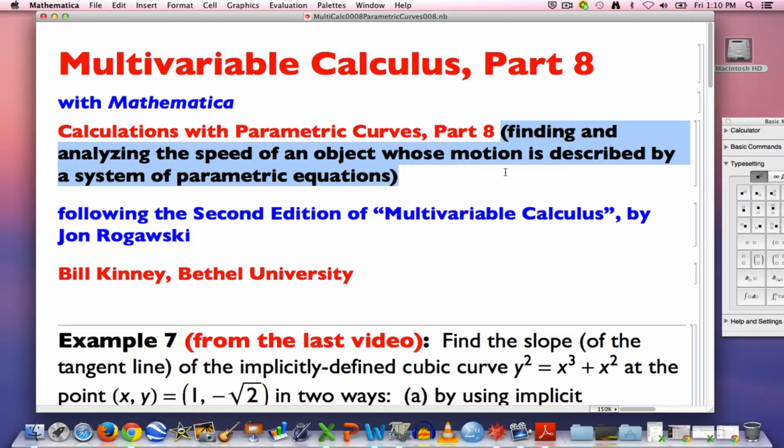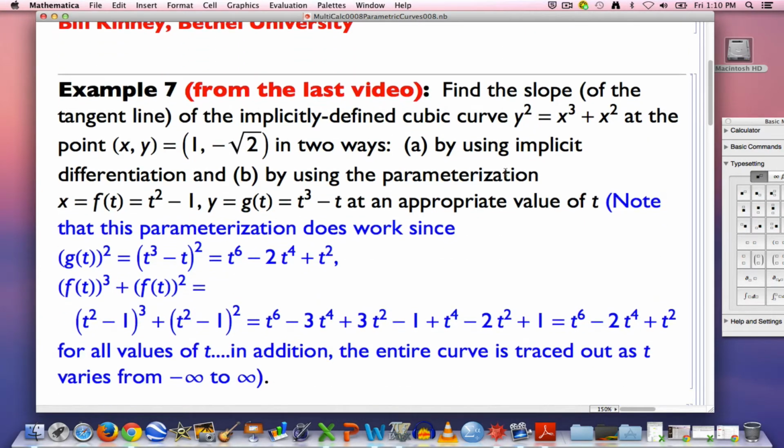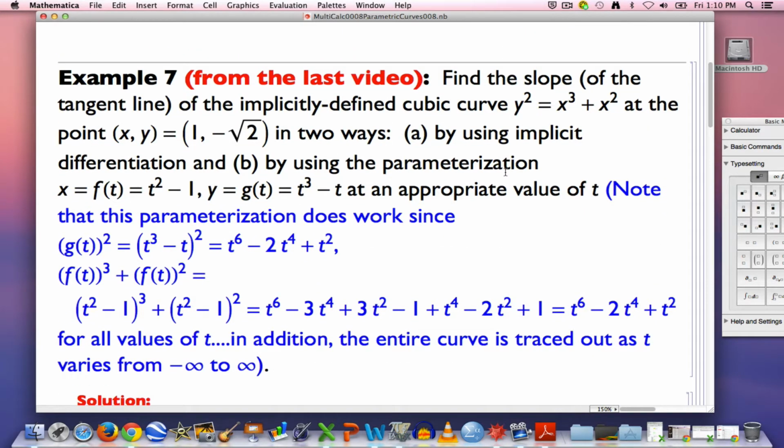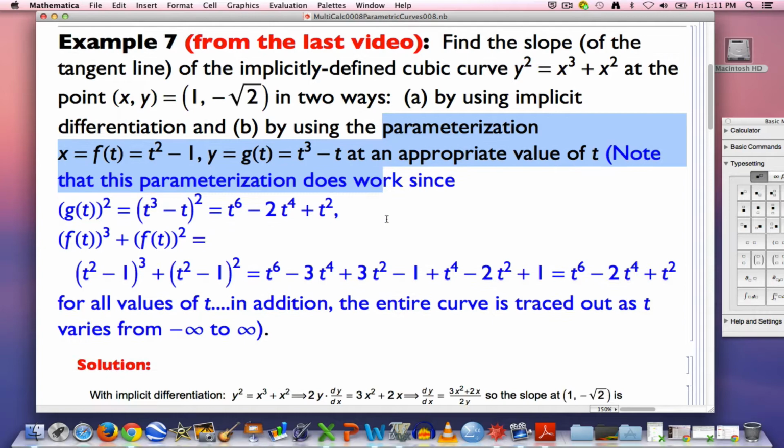Before I get into that, however, I want to look at the example from the last video once more and emphasize something about it. In that video, we were considering this example where we had a cubic curve, y squared equals x cubed plus x squared. We had a point on that curve, and we wanted to find the slope of the tangent line to the curve at that point in two different ways. First, by using implicit differentiation. Secondly, by using a parameterization that we happen to guess, and that does work. And here is what we got.